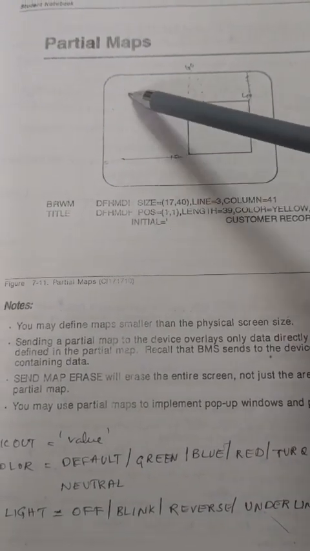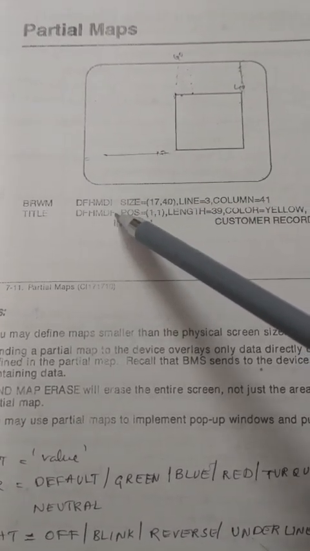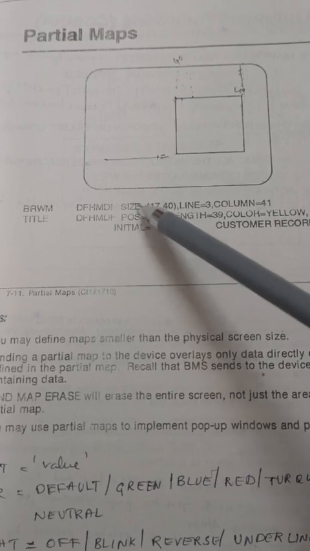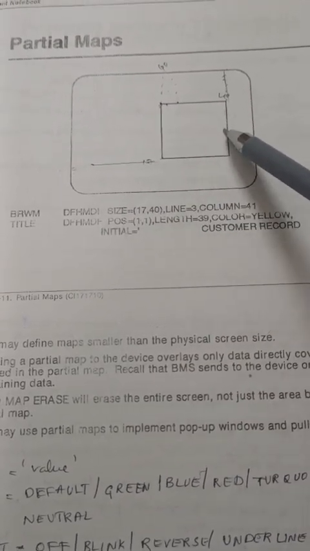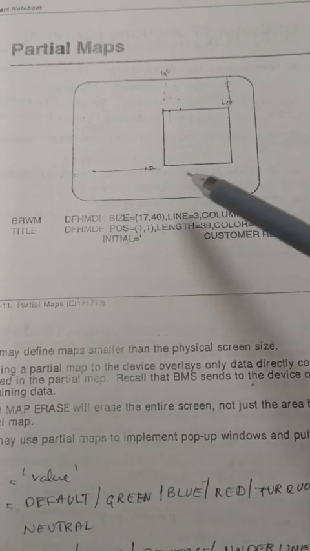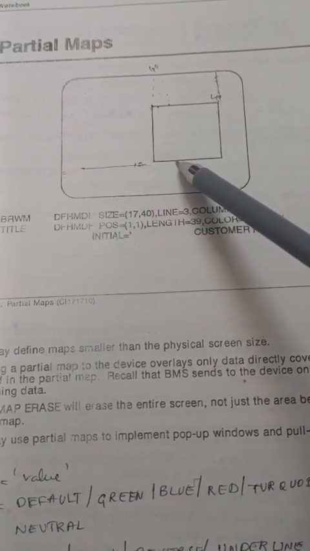Friends, this is a sample map of how we can display the map. We can see MDI. I have mentioned the MDI parameter. MDI means how much screen you are going to display. Only a small screen I am going to display these values on here. That's why I am taking 17 as the line number and 40 as the column.